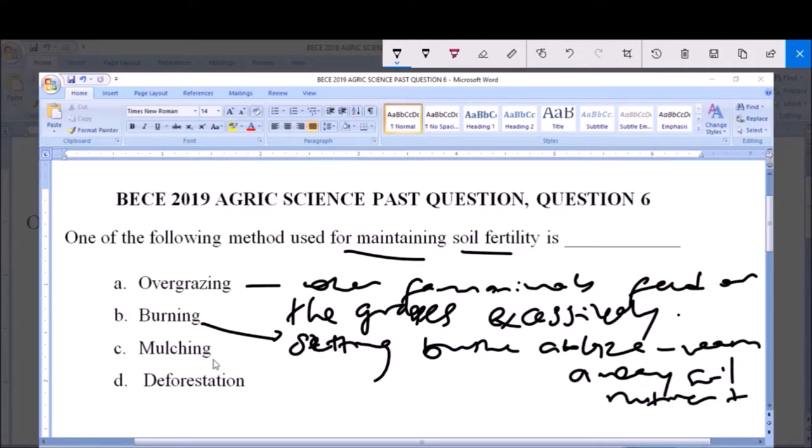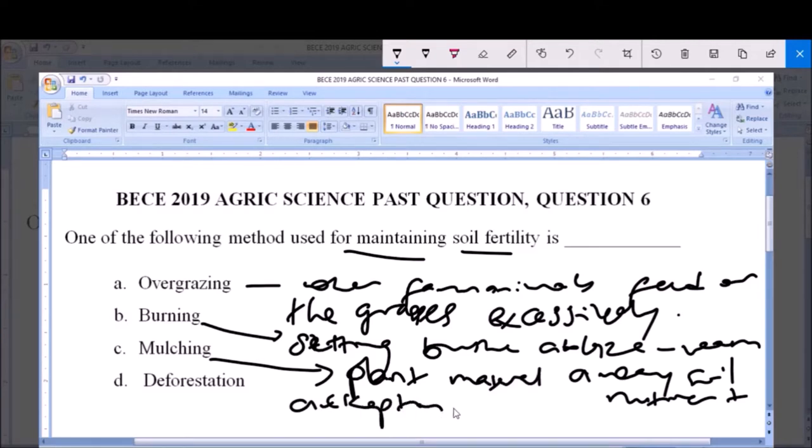Now mulching here, mulching is a practice whereby plant materials are kept on the soil.